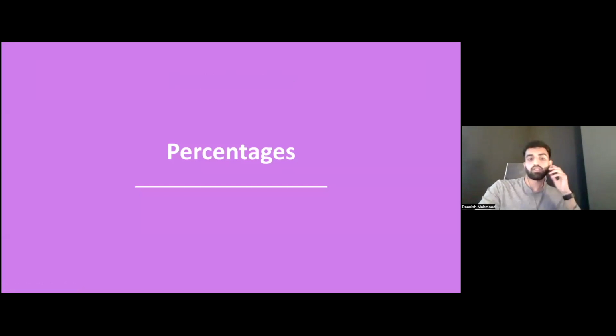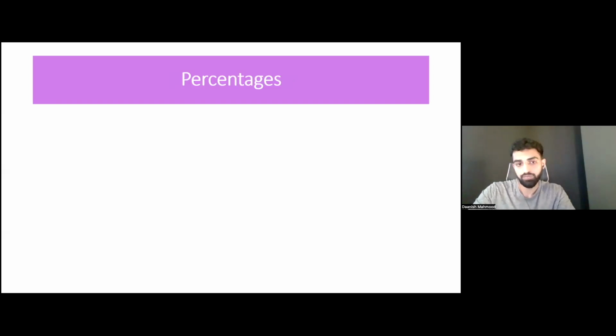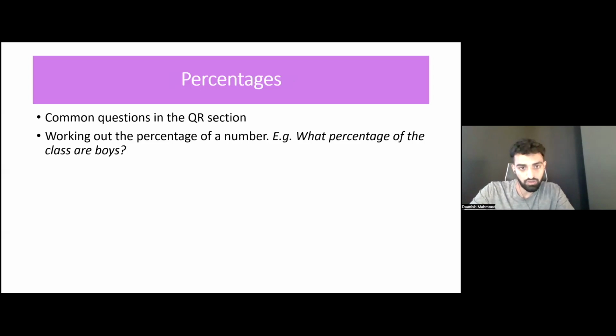Okay, now on to the next question type: percentages. These are common questions in the QR section. You are bound to see these when you do your test. These are something that you need to be familiar with, and you should practice these before, because it is basically a guarantee that this is going to come up. Just simple things like working out the percentage of a number. So it might give you a pie chart and ask you what percentage of the class are boys, and you have to calculate that.